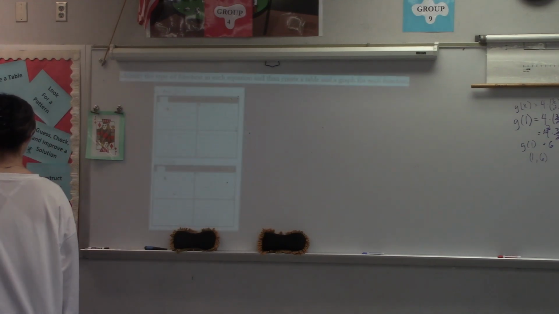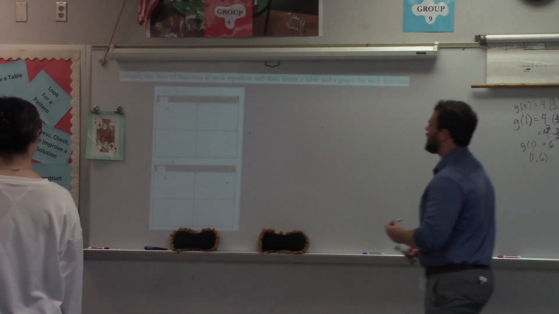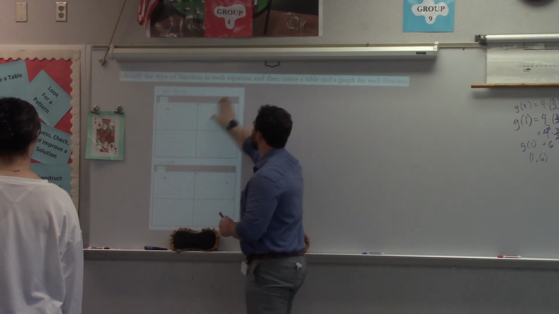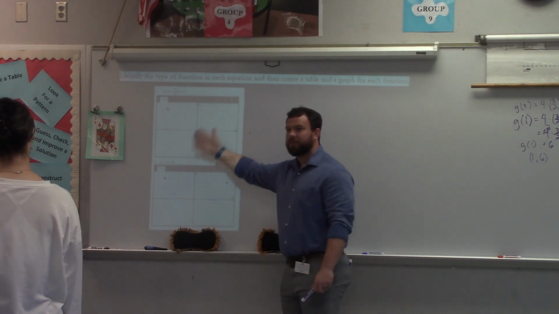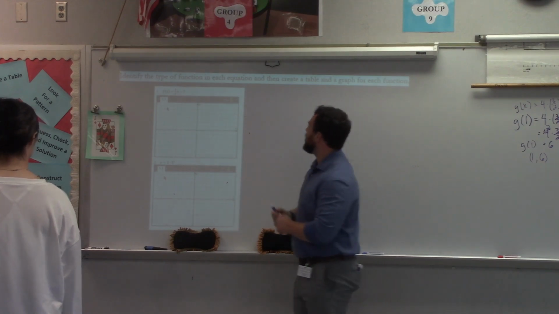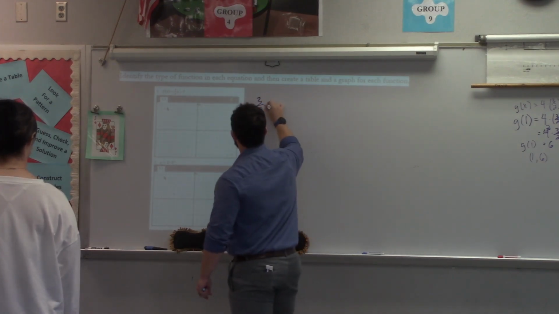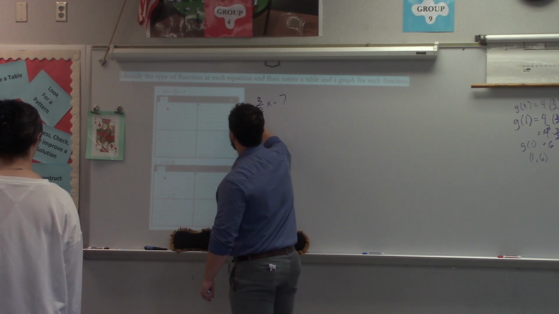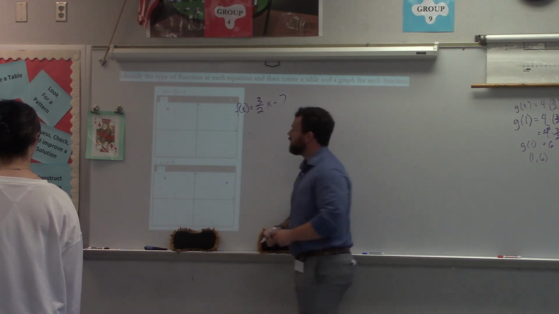But what I want to talk about really quickly is here. I want to point this out. A lot of us are super comfy with linear, right? We've been doing linear a long time. When I look at 3/2 x minus 7, what feature of that function should immediately jump out?